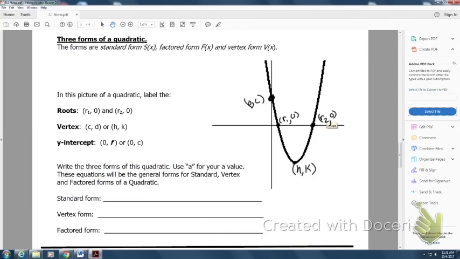Okay, so writing the standard form. The shorthand for that is S of x. That's what it'll look like, and this is the form. This is the last equation that you put into the calculator, which was in standard form. That c at the very end is going to tell us what our y-intercept is.